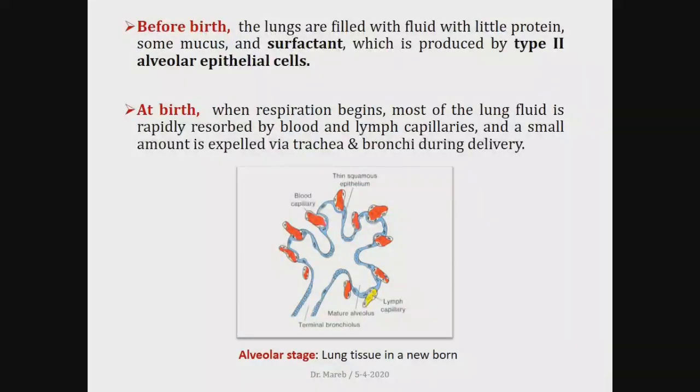In the last stage, which is before birth, there will be formation of type 2 alveolar cells, and these start to secrete surfactant, so the lung becomes filled with fluid with little protein and some mucus, and the surfactant produced by type 2 alveolar epithelial cells. At birth, when respiration begins, most of this is reabsorbed back into the blood by blood and lymph capillaries, and a small amount is expelled through the trachea and the bronchi during delivery.